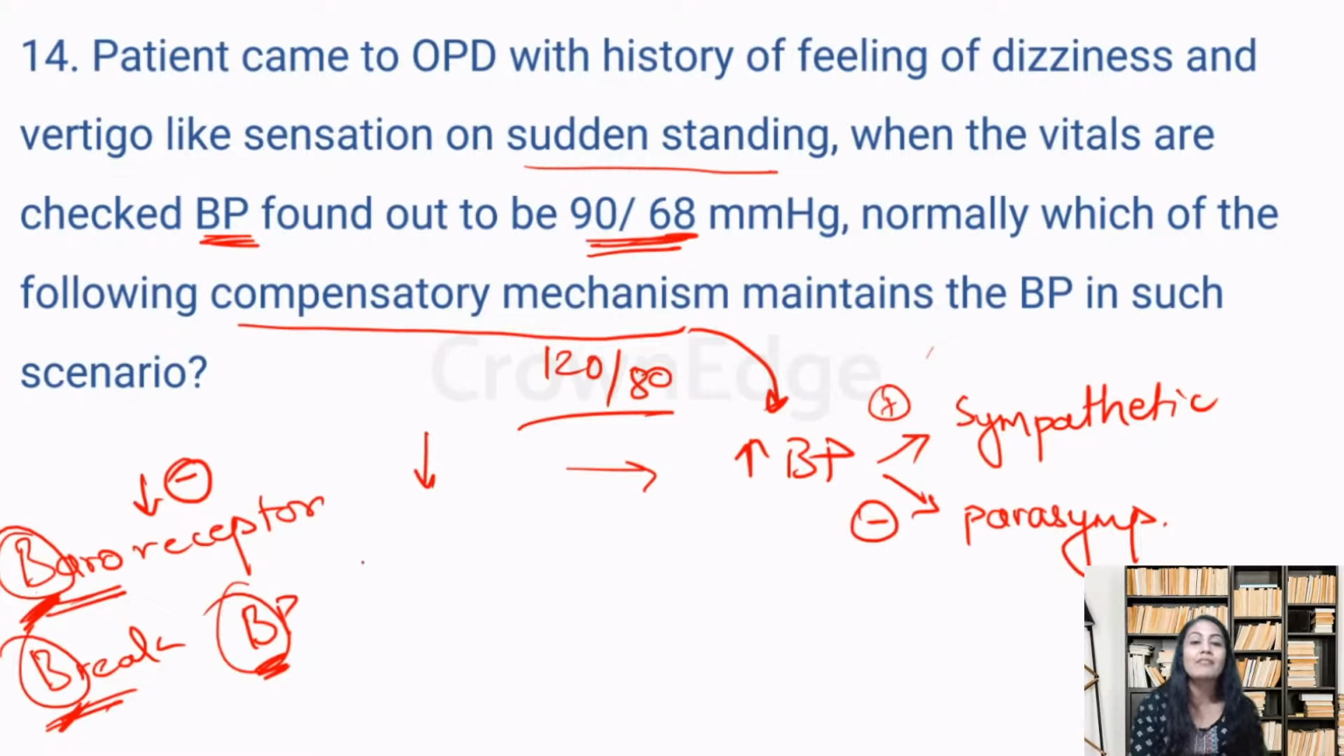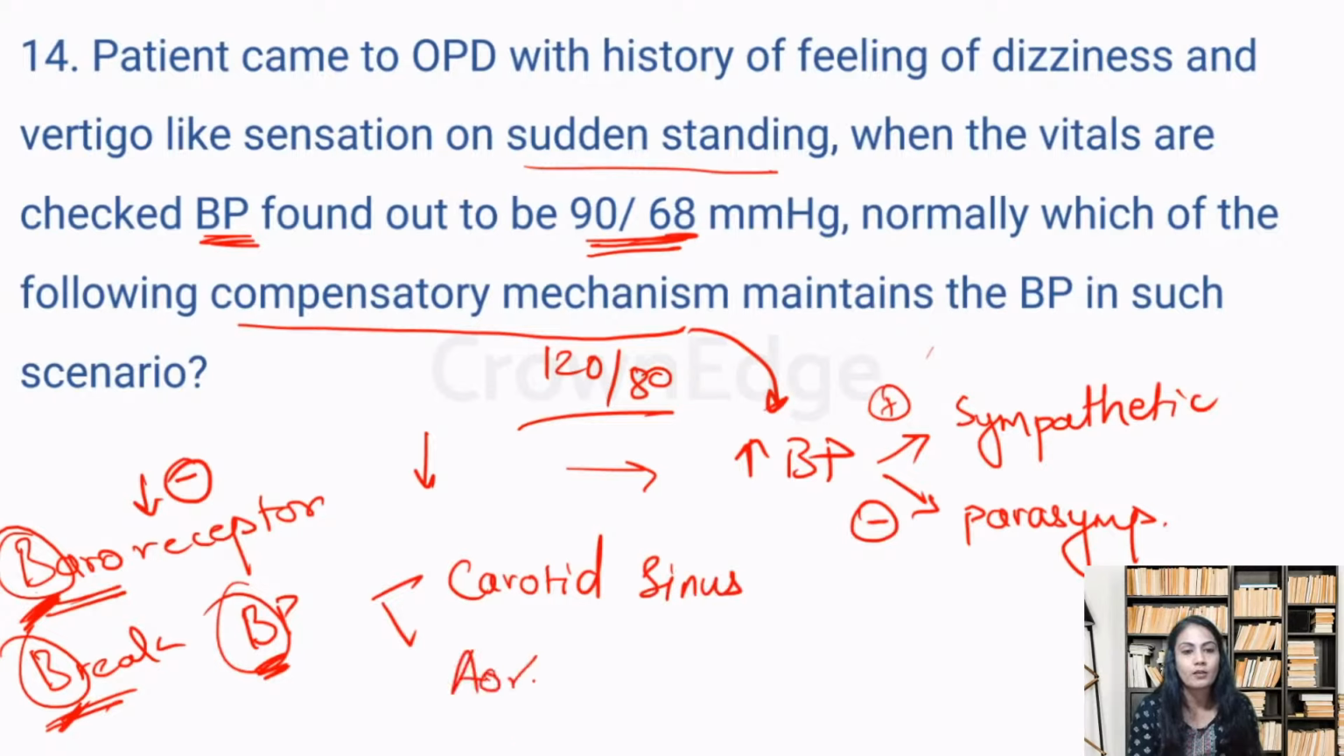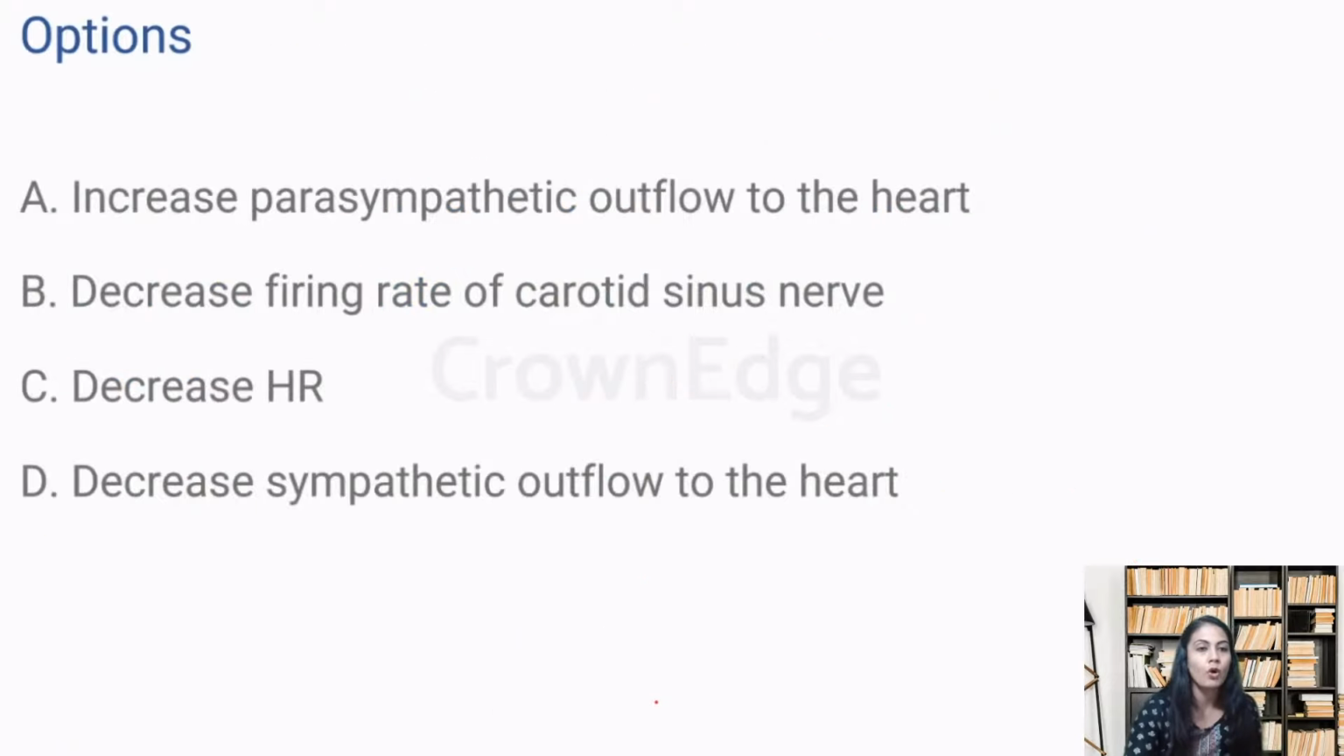Okay, so we have to inhibit the baroreceptors so that the speed of the BP will increase, right? The rate of the BP will increase. And which are these baroreceptors? One is present in the carotid sinus and one is in the aortic sinus. Okay, so these are the two sinuses. So let's see what are the options.